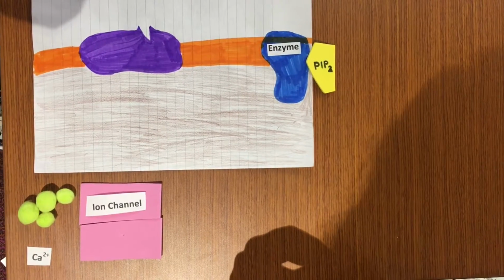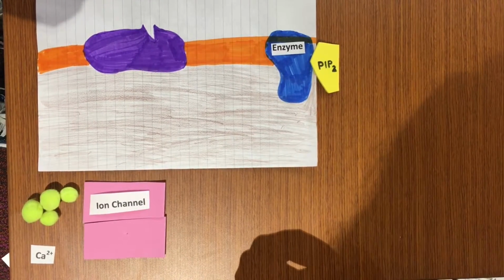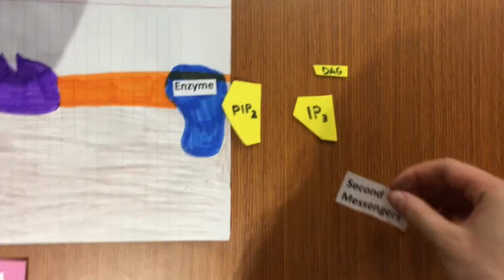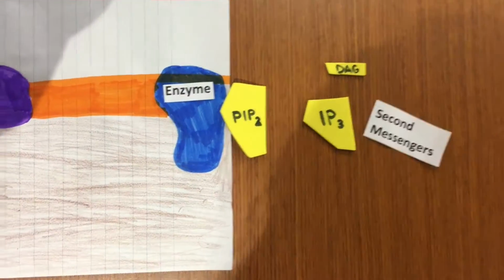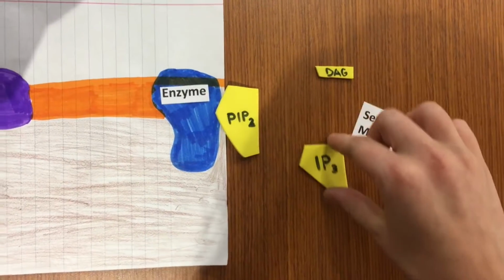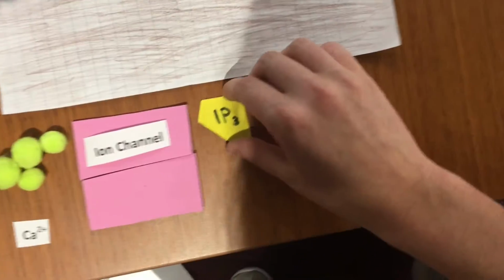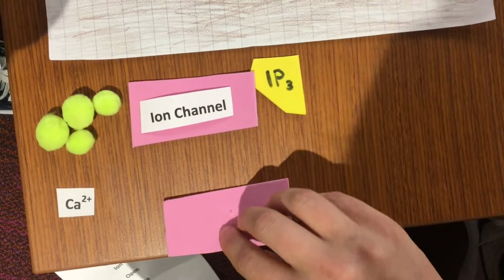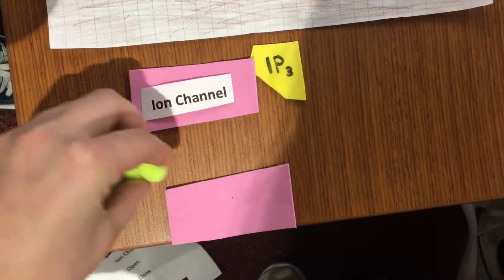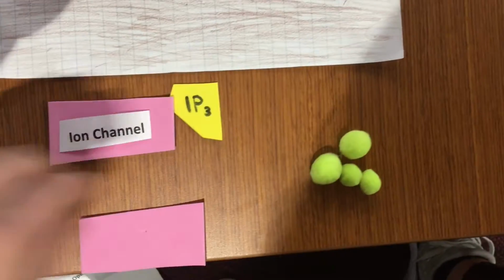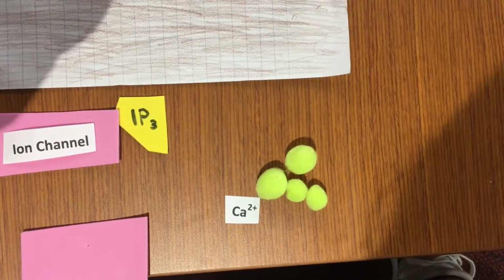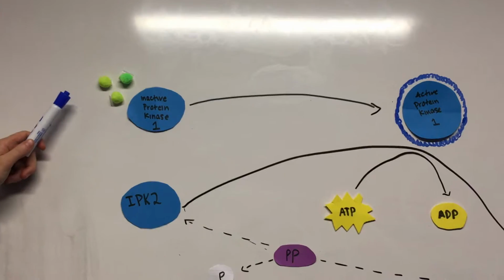The activated enzyme splits PIP2 into DAG and IP3, which is a second messenger. The IP3 then goes to the ion channel and interacts with it. This causes the ion channel to open its gate and release the calcium. Calcium is also a second messenger, which starts the process of cellular response.